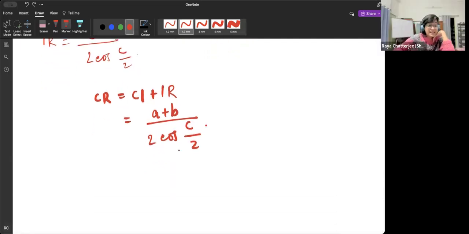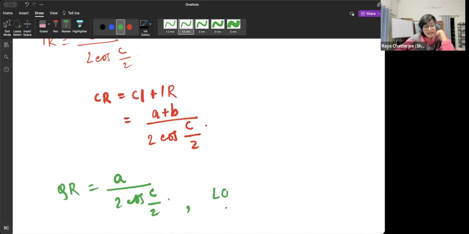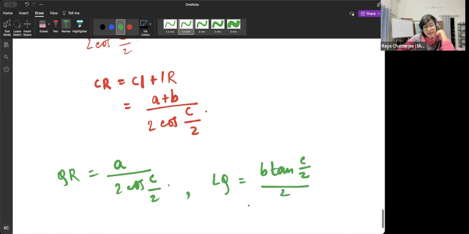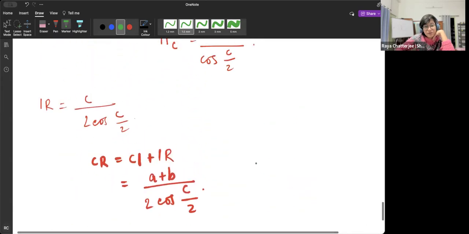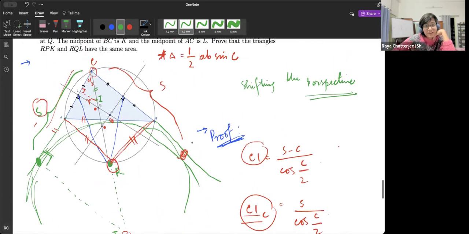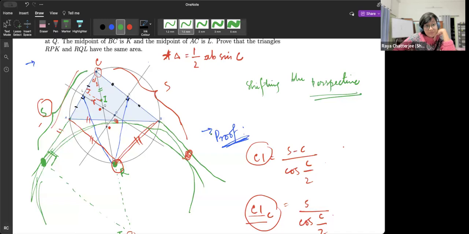So we got CR, right? That is good progress. And now similarly, we can also get QR to be equal to a over 2 cos(C/2). Just find right triangles and you'll be done. So LQ can be b tan(C/2) over 2 as well. I should go over this. I don't know, I'm rushing anyway.